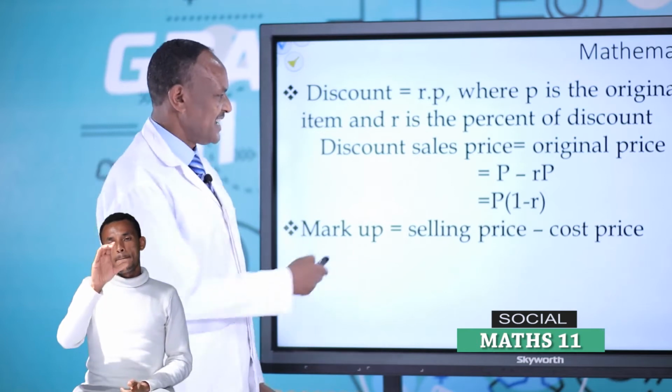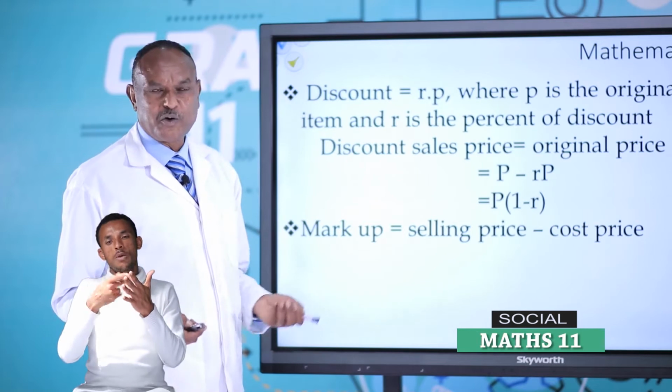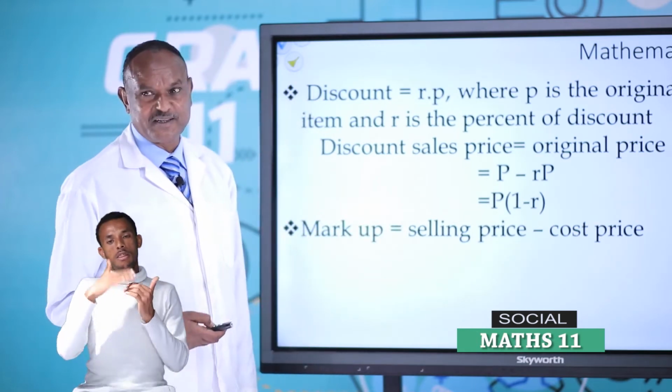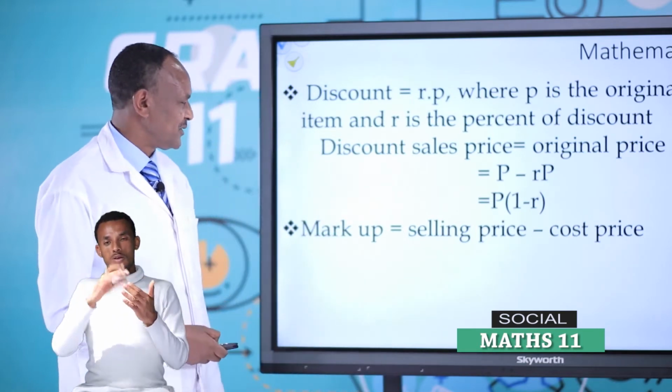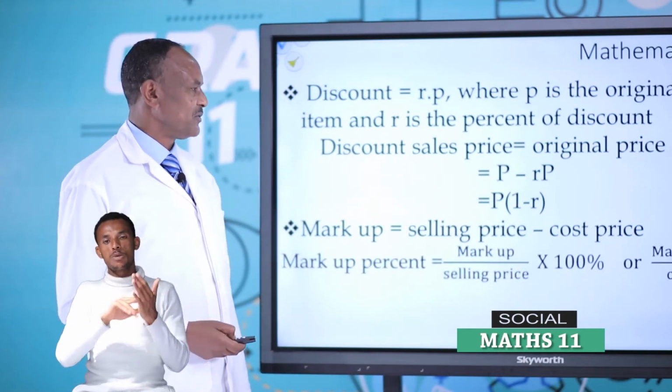Markup. Markup is selling price minus cost price. It may be profit or loss. If the selling price is greater than the cost price, it will be profit. If the selling price is less than the cost price, it will be loss. So markup is the difference between selling price and cost price.